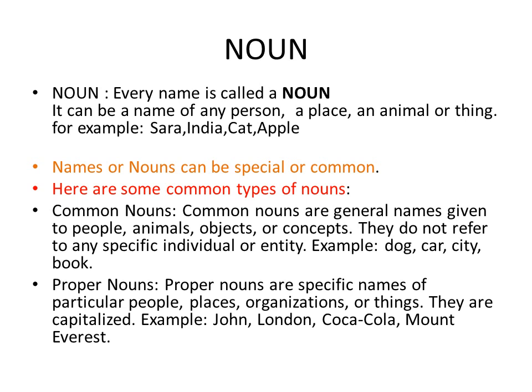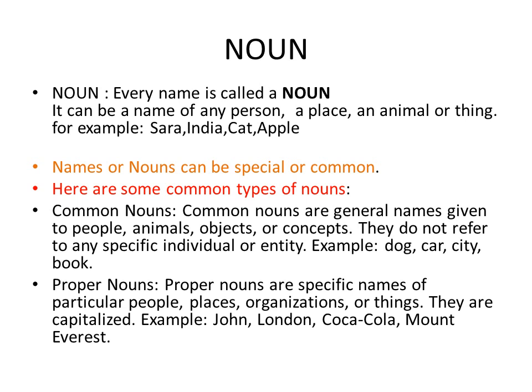Here are some common types of nouns. First one is common nouns. Common nouns are general names given to people, animals, objects, or concepts. They do not refer to any specific individual or entity. Example: dog, car, city, book.